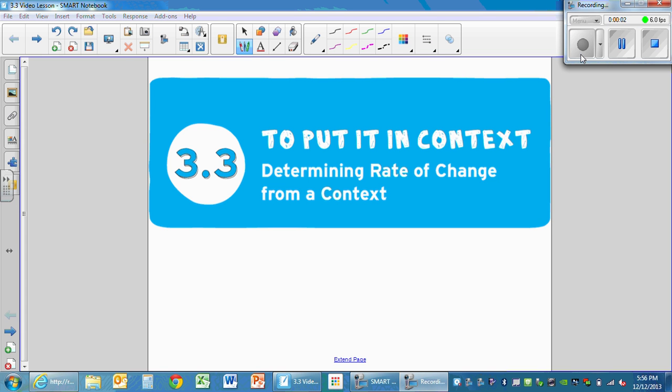Tonight's video lesson is on section 3.3, to put it in context, determining the rate of change from a context. Two nights ago, we were talking about determining the rate of change from a graph. Last night, we talked about determining the rate of change from a table. And today, we're just going to be given a story problem or a situation, and we have to try and figure out the rate of change from the context or the story problem.